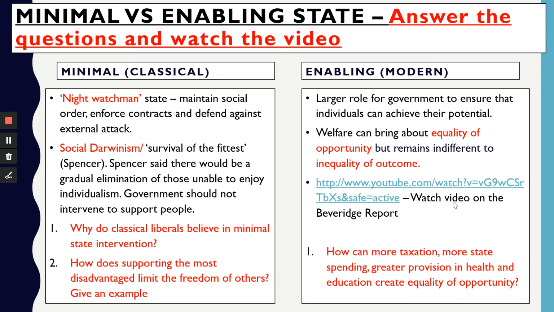Think about how taxation and more tax and state spending could actually create equality of opportunity. How does that actually level the playing field? How does having a free health service mean that we all have similar chances of success?